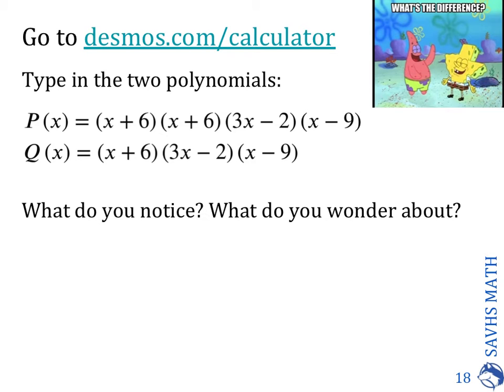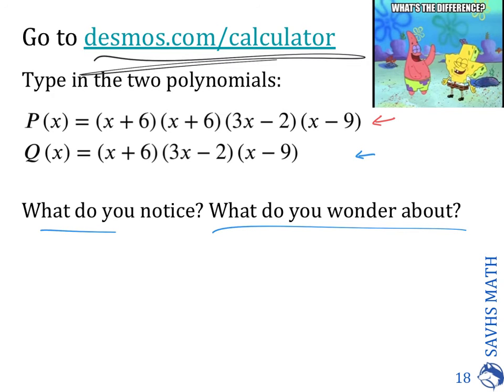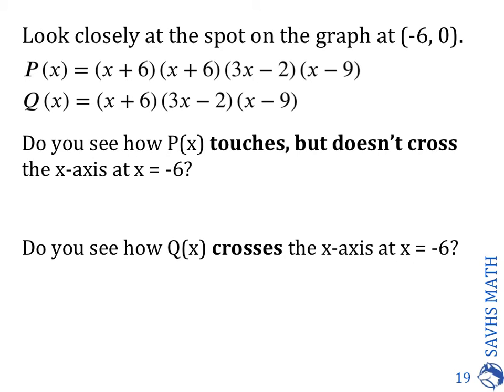Okay, what I want you to do right now is pause this video. I know you're in Nearpod right now. Pause the video, open up a new tab, and type in desmos.com/calculator. In 2 separate lines, type in this one and this one, and then go back to Nearpod. Look at the graphs, maybe change the window, zoom in or out, whatever you need to do so you can see it. Answer these 2 questions: What do you notice? What do you wonder about? I want to hone in on the spot on the graph, -6, 0. So keep your Desmos open in one tab and come back to this as we go.